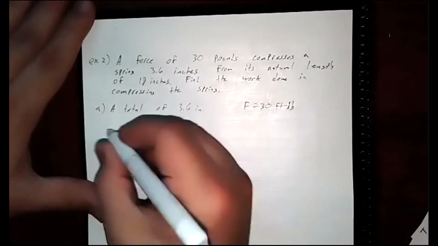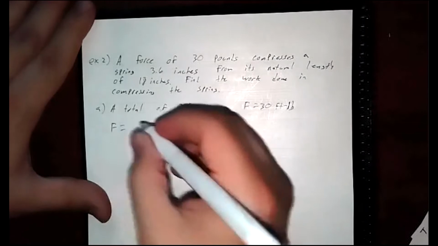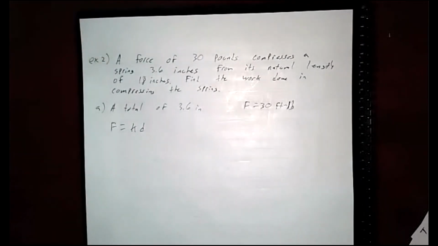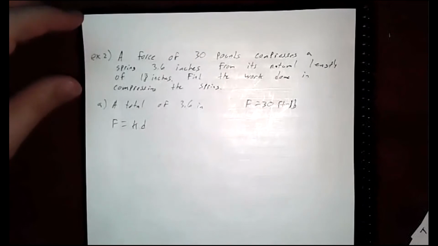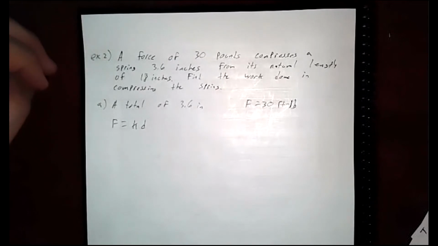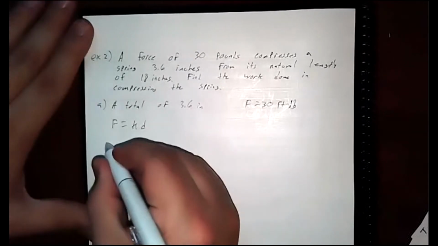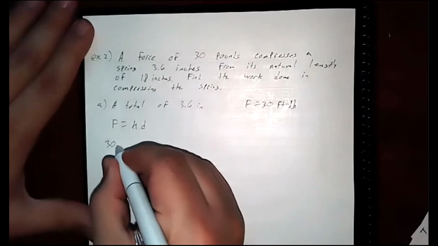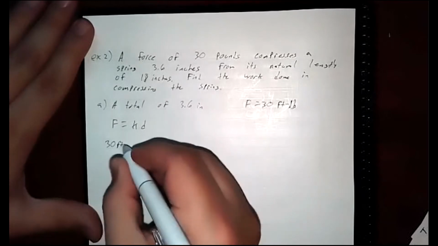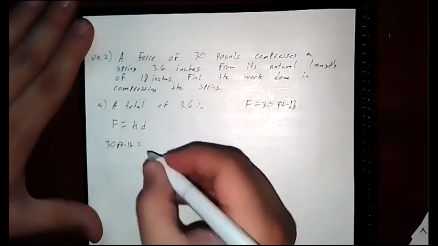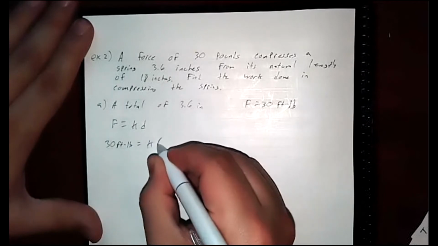So if we use our Hooke's law here, F equal to K times distance, to have it all in the same units, we'd have to convert this to feet. You see what I mean? Then go ahead and plug in the 30 foot pounds. We can plug in the distance, but it needs to be changed.